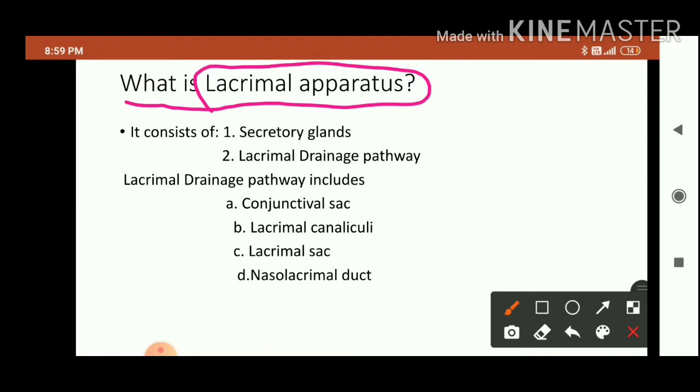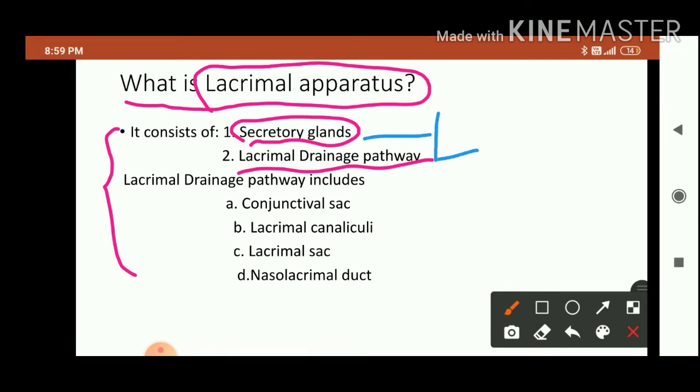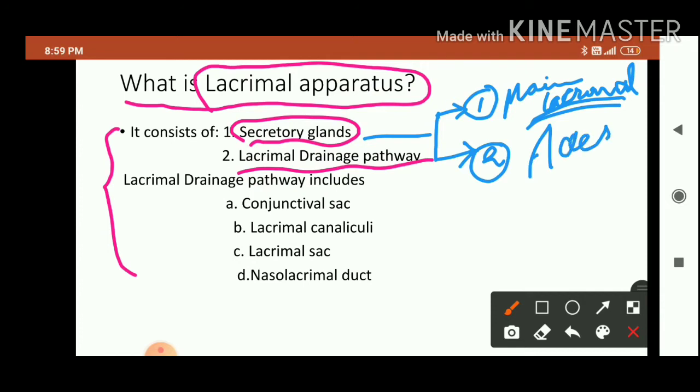Now what are the parts? So now we come to the parts of the lacrimal apparatus. The lacrimal apparatus consists of the lacrimal glands or the secretory glands and the lacrimal drainage pathway. The secretory glands include two glands mainly. First one is the main lacrimal gland, or simply you can say lacrimal gland. They are paired glands, almond shaped, and the second gland is the accessory lacrimal gland. Yes, so first we have the lacrimal gland and second the accessory lacrimal gland.